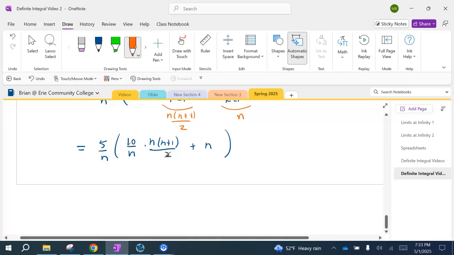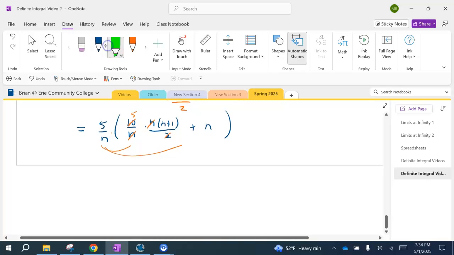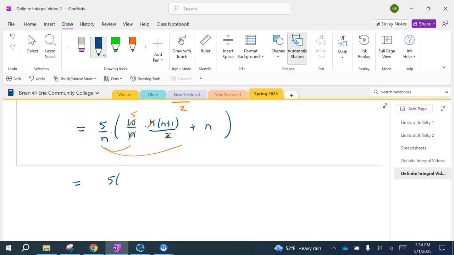Well, let's see here. 2 goes into 10 5 times. We cancel this factor of n with this factor of n. Then we're going to distribute the 5 over n in through the parentheses. That's going to give us 5 times n plus 1 divided by n plus 5 over n times n. These n's will cancel out. I'm just going to rewrite this one more time, and then we're going to drive the limit to infinity.